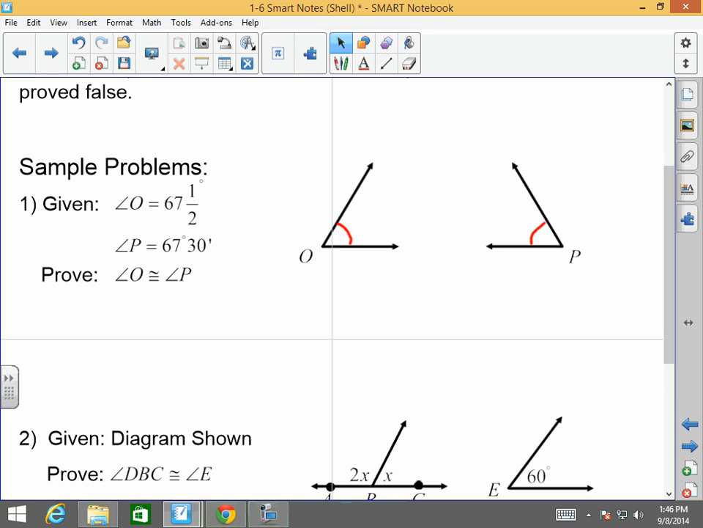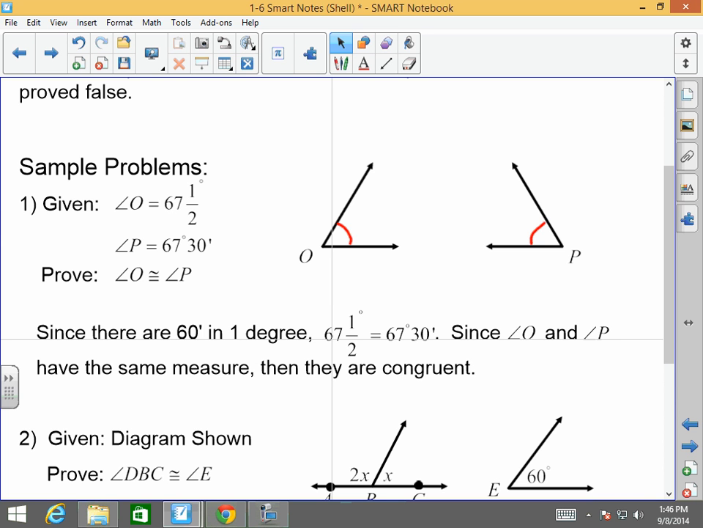So in a nutshell, what happens here is you got to look at both of these angles, and you got to remember from the skills that we already know that if we have 30 minutes, isn't that half of a degree? Right? So the answer here would be, since there are 60 minutes in 1 degree, 67.5 degrees is the same thing as 67 degrees and 30 minutes. Since angle O and angle P have the same measure, then they are congruent.